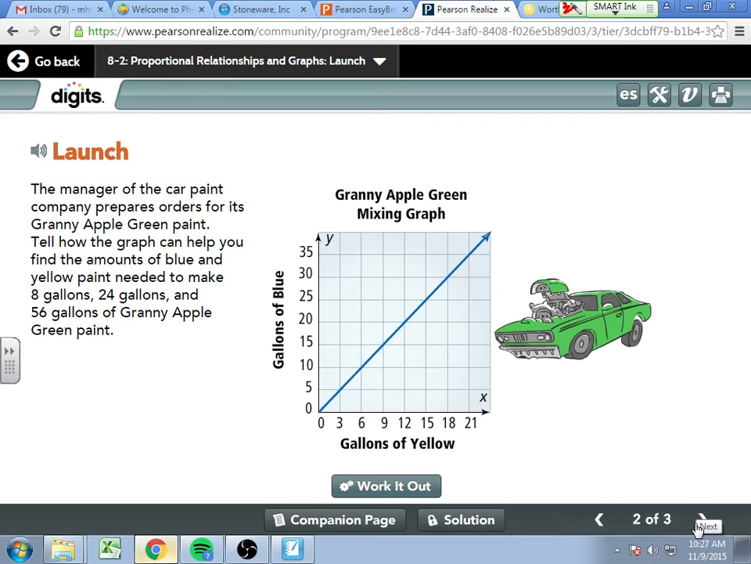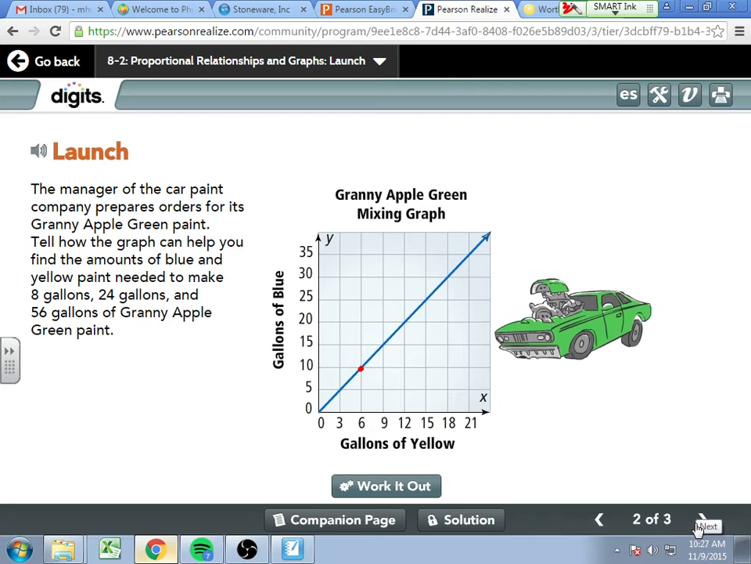So the big thing here is what we see right here is that 0, 0 point. If you're making 0 of something with 2 items, you'll use 0 of both items. It's like making 0 chocolate chip cookies, where you need 0 flour and 0 chocolate chips. You're not doing anything. But then as you go up the graph, notice that these points would all be proportional.